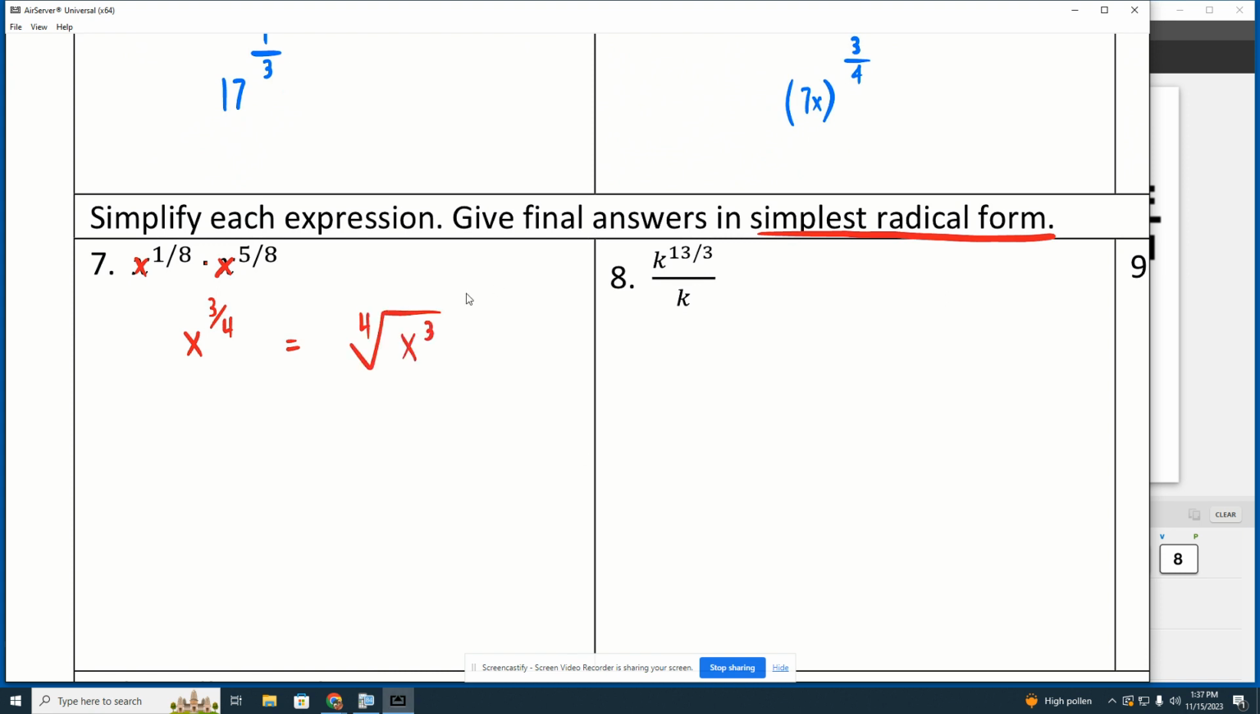Now think about it. Is this in simplest form? Well, will 4 go into 3? No. Then x can't escape. It all stays trapped inside. This is my answer. Okay?